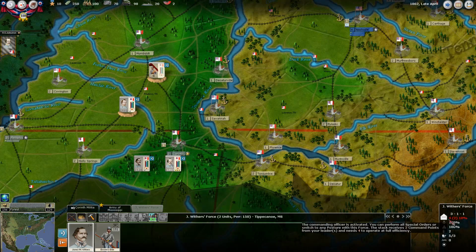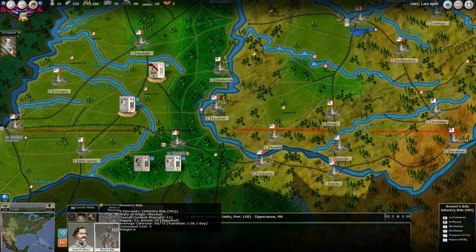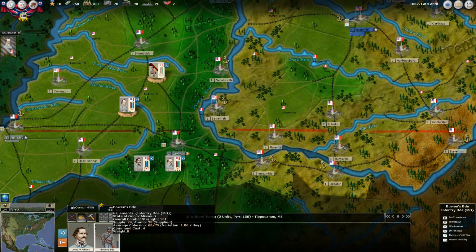And then you say, okay, well, where's this 4 coming from? Why are we 10% short? Well, if you hover over the particular unit that you are trying to command, it'll tell you how many command cost is needed for that particular unit. So here it's 4.